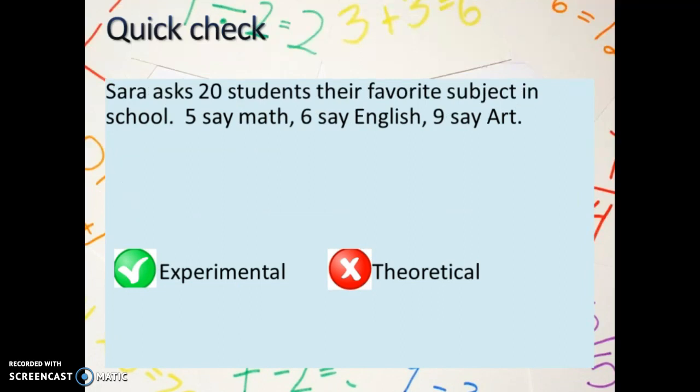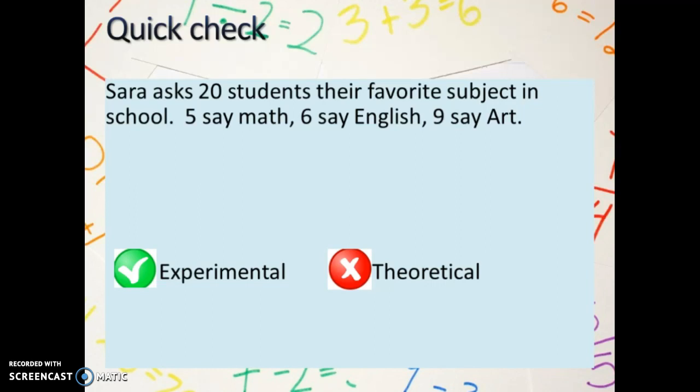Sarah asked 20 students their favorite subject in school. 5 say math, 6 say English, and 9 say art. Is this experimental or theoretical? This is an example of an experimental probability.